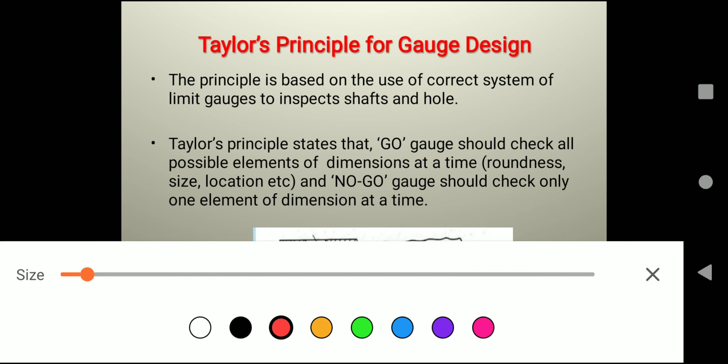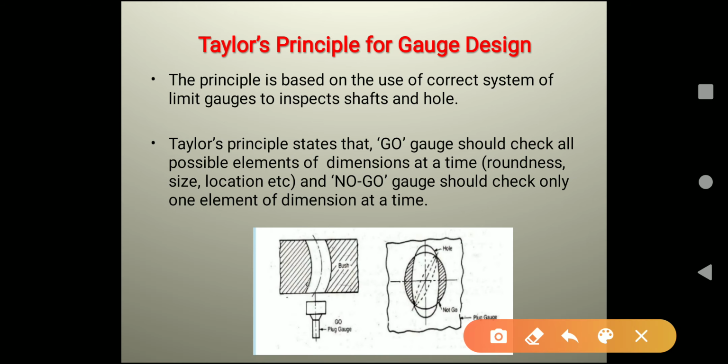So here in the image you can see what Taylor wants to say, or what exactly the meaning of the Taylor principle statement is. Here you can see the plug gauge. The plug gauge is checking the bore, but at the same time it is checking the profile, the form of a particular hole. Here the hole has a curvy section, that is a parabolic section. When you put the plug gauge in, it will not pass up to the end because of its curvy nature.